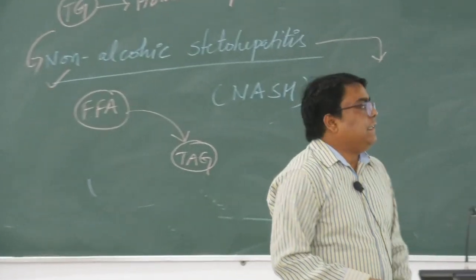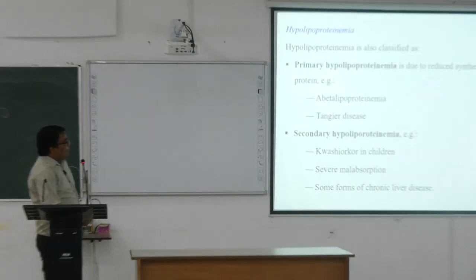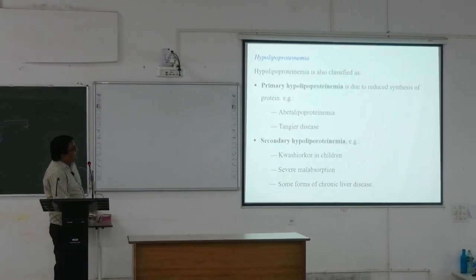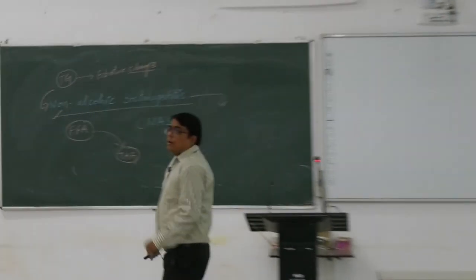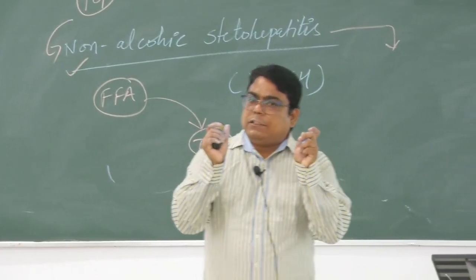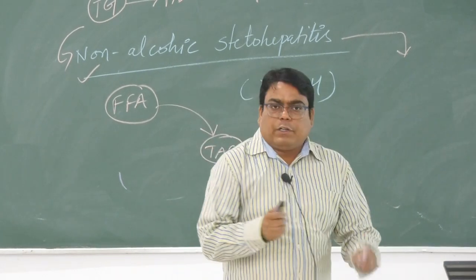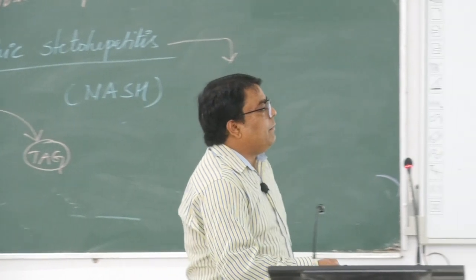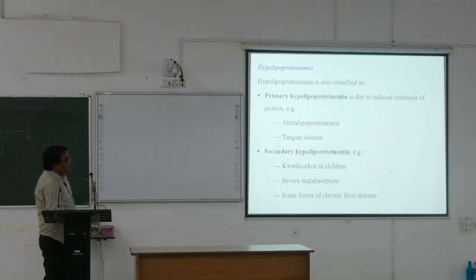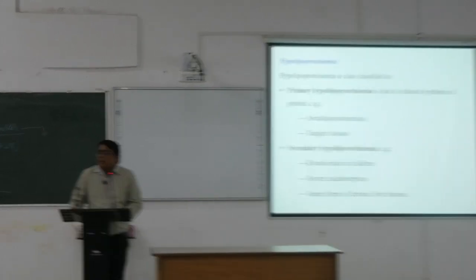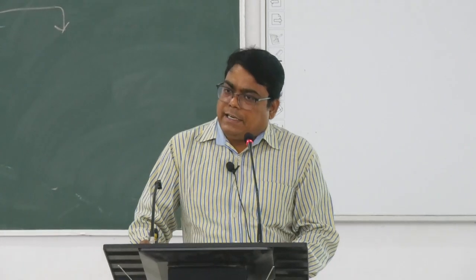Hypolipoproteinemia means there is a low level of lipoproteins in the blood, and the causes are abetalipoproteinemia and Tangier disease. Primary hypolipoproteinemia is due to reduced synthesis of proteins. Here we talk about apoproteins, the special class of protein attached to the outer layer of lipoproteins. If the protein is not synthesized, the level of lipoprotein is reduced. This is the case in abetalipoproteinemia and Tangier disease. Secondary hypolipoproteinemia is seen in kwashiorkor, severe malabsorption, and in CLD, chronic liver disease. Understand?